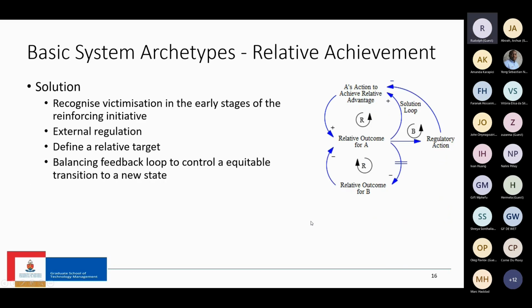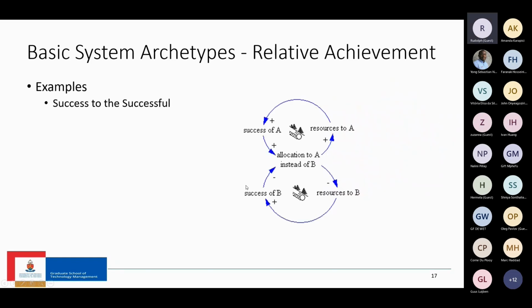So the solution loop for this will be to implement some sort of regulatory action, a solution loop that's a balancing loop that tries to limit the reinforcing loop to prevent it from running away. You have to recognize that in the early stages as soon as possible, and have this external regulation solution loop implemented. And you need to have a relative target between the two that is more representative to make sure that there's an equitable transition to a new state to get stable, good growth and competition going. Obviously, this is an example of success to the successful, where we have the two balancing loops competing against each other.